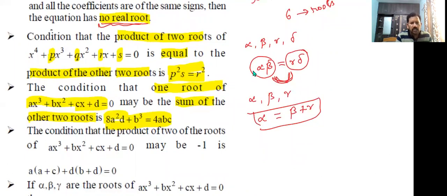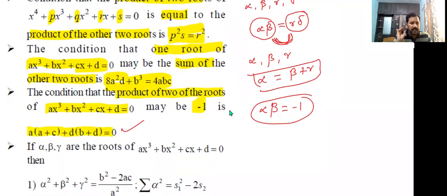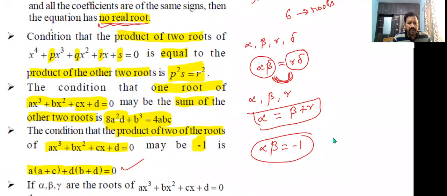Next, the product of 2 of the roots may be -1. Then this is the condition: a into (a plus c) plus d into (b plus d) is equal to 0. For a 3rd degree polynomial equation, if the product of 2 roots is equal to -1, in this case we can use the shortcut formula: a(a + c) + d(b + d) = 0.